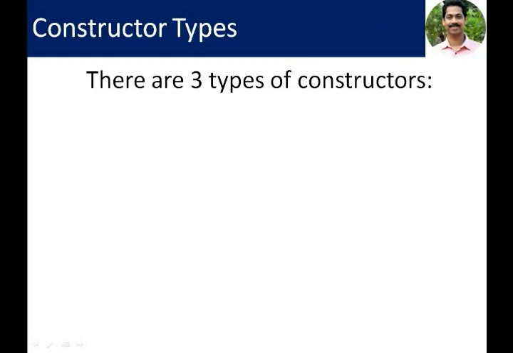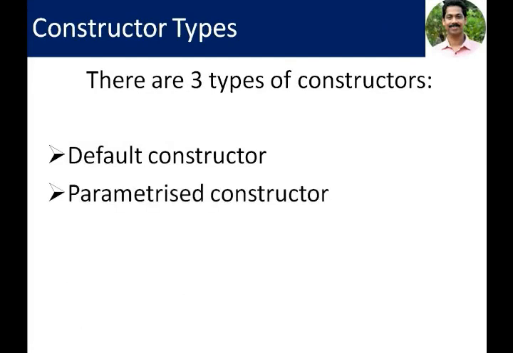So we have three types of constructors. One is the default constructor, the second one is the parameterized constructor, and the third is the copy constructor. These are the three different types of constructors we are using in C++.